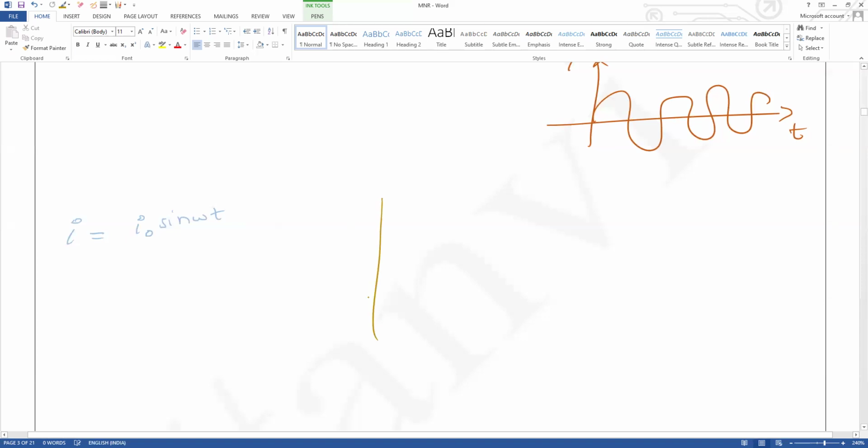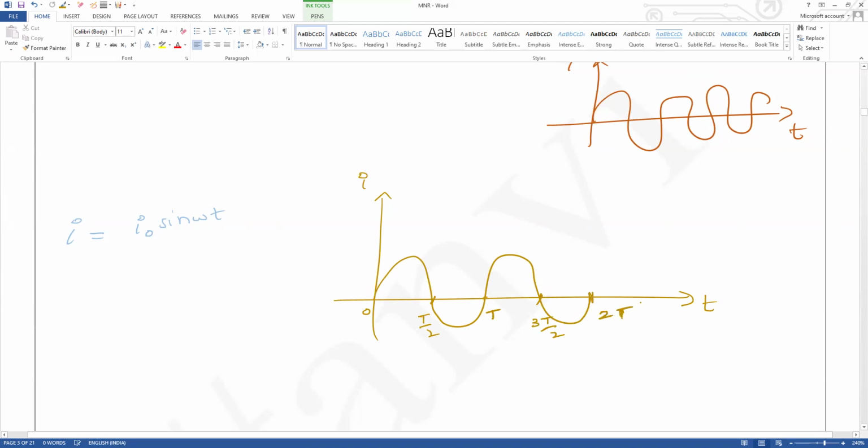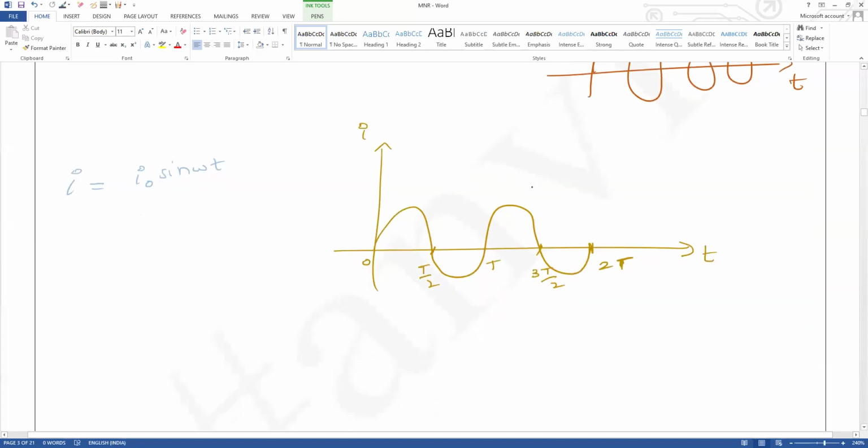So if I draw the graph of I versus T, we all know the graph which we already learned. Do you all remember how the graph will be? Sine graph. So what will happen? At T equals 0, here what will happen? Here T equals T by 2, and here equals T. And here it will become 3T by 2. And here what will become? 2T. Understand?